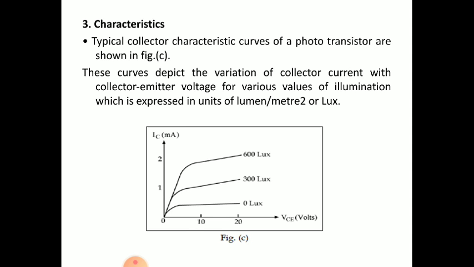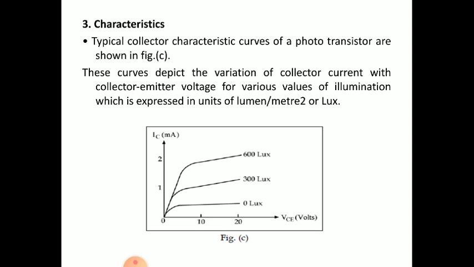Now look at the characteristics. Typical collector characteristics curve, IC versus VCE. We are drawing IC versus VCE, which are the collector characteristics of a phototransistor as shown. This curve depicts the variation of collector current with collector emitter voltage for various values of illumination, which is expressed in units of lumen per meter square, or lux.